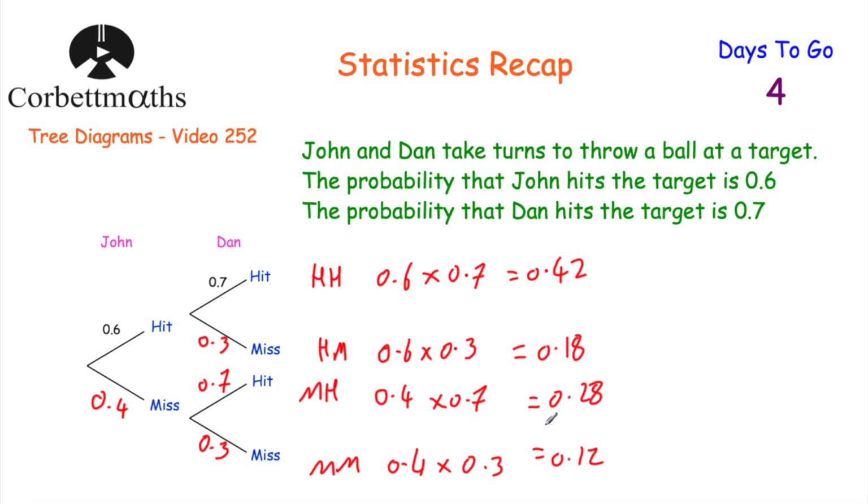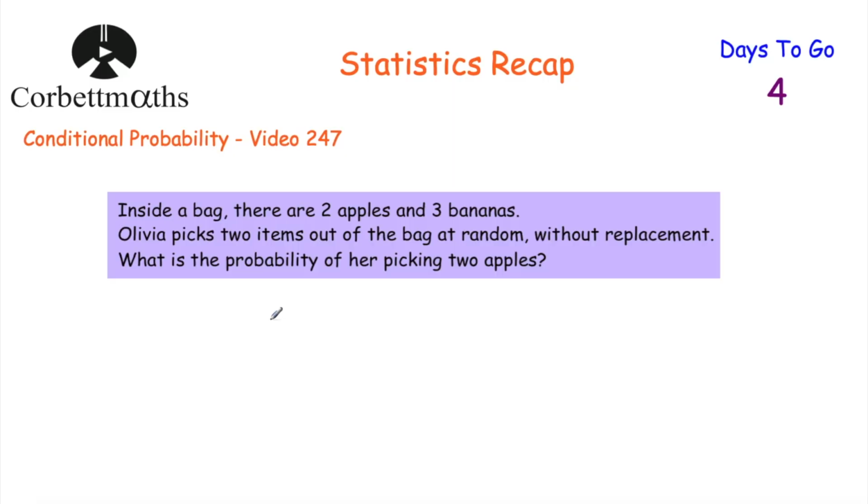Or it could be at least one man hitting the target, and then that would be that option and that option. Then you'd add those together if it's at least one man hitting the target, because either one could hit it or both could hit it, and so on. So make sure you know how to answer those tree diagram questions. So we've looked at independent events and tree diagrams.